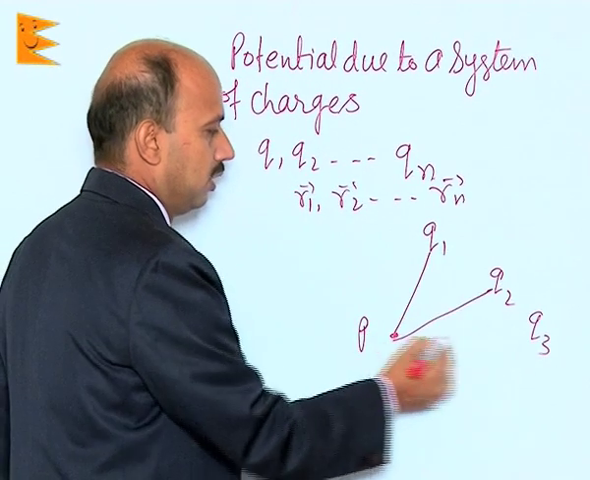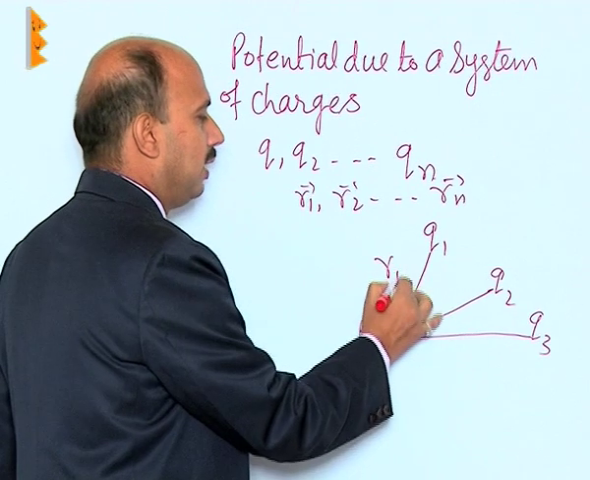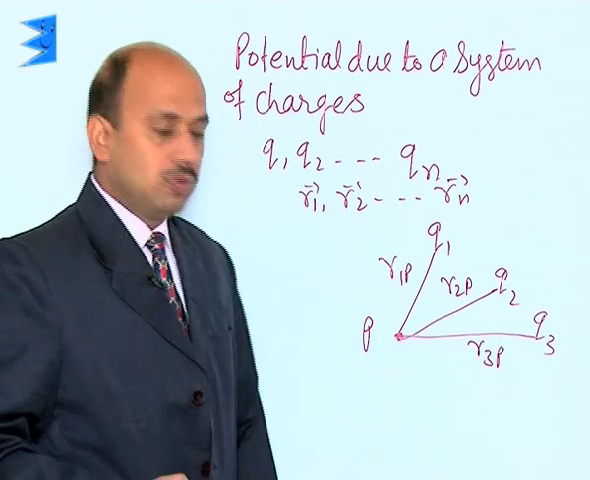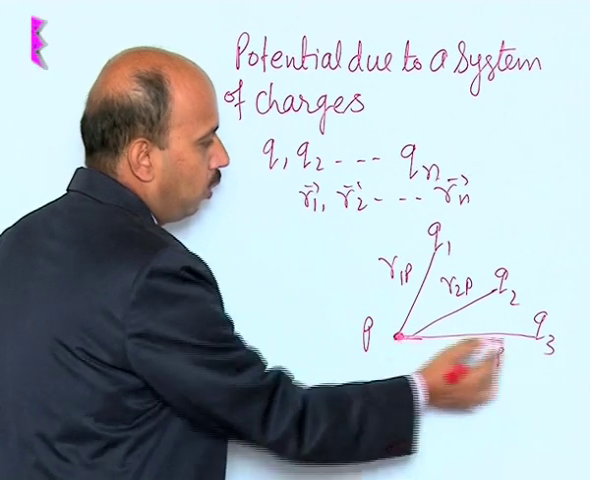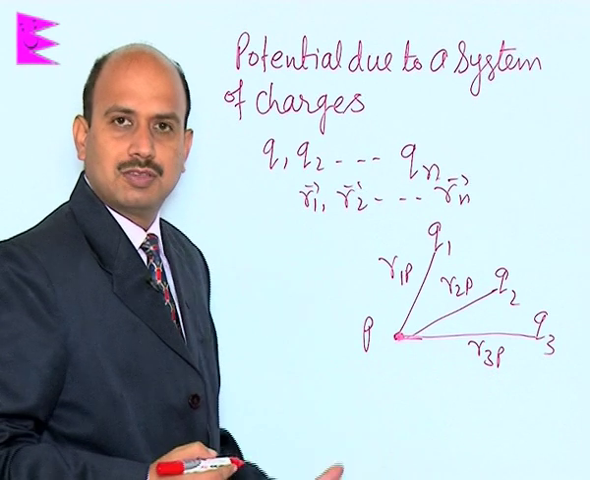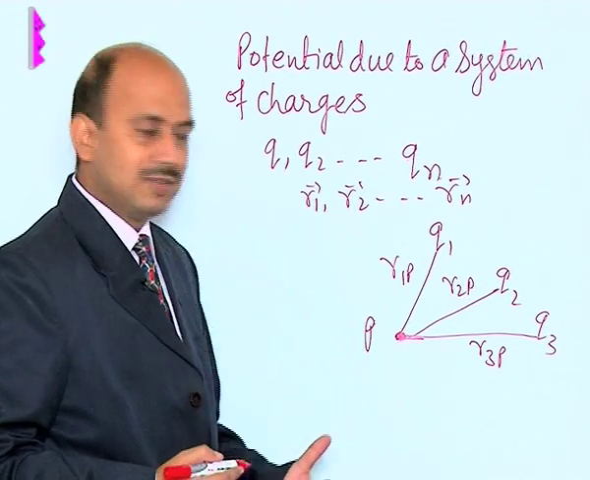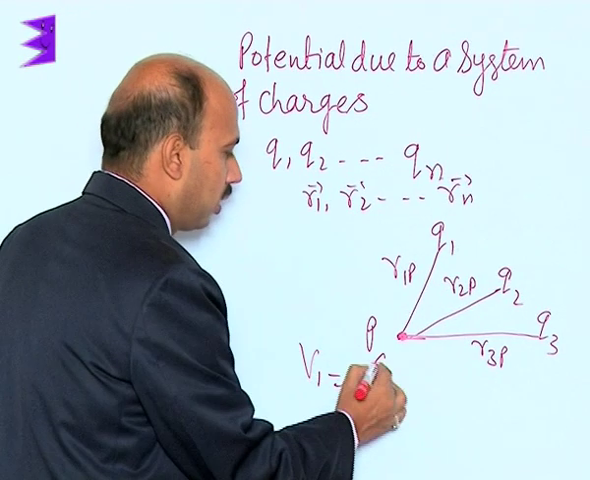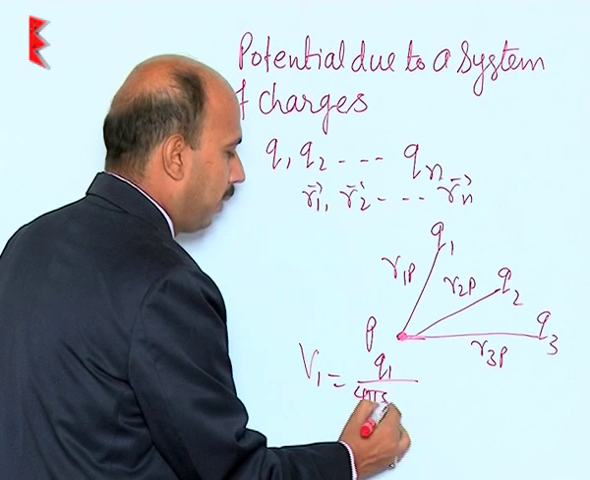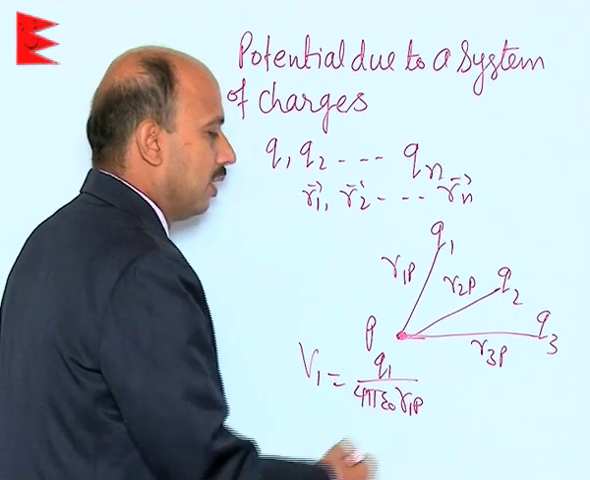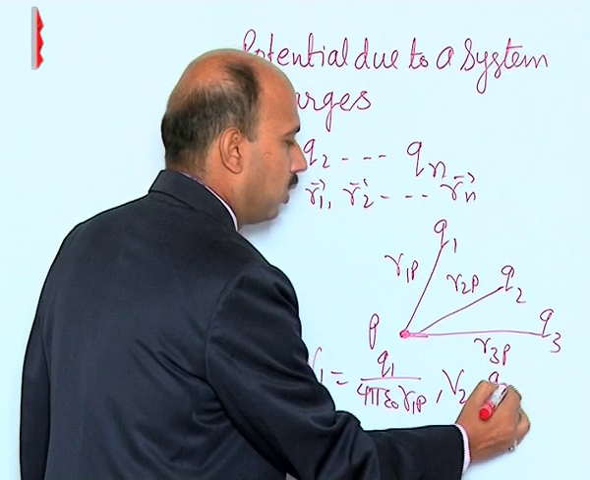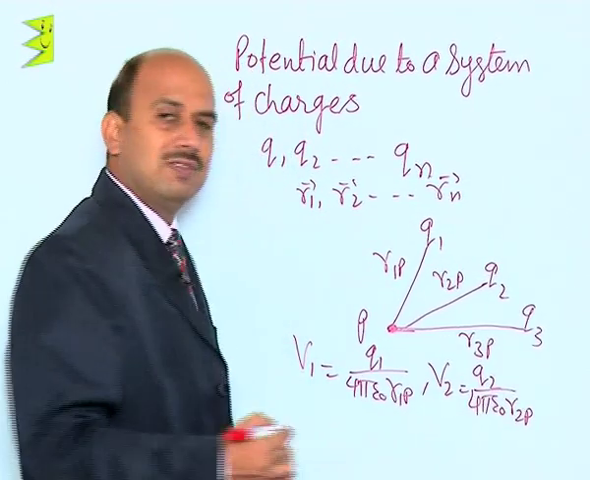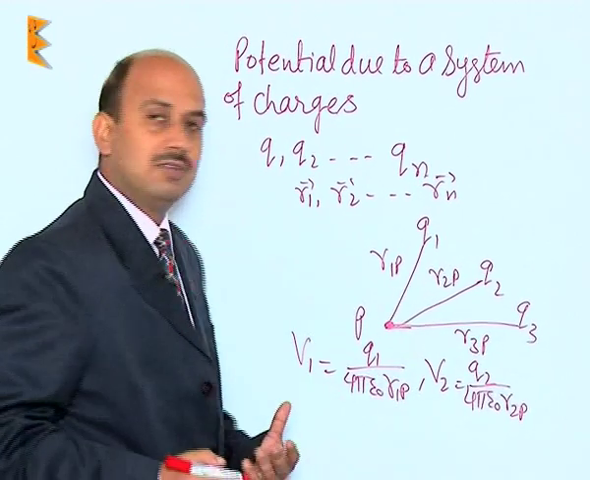This distance we can take as R1p, this R2p and this R3p. So, the potential at point P is due to all these charges, suppose the system contains n number of charges. Due to the first charge we can write V1 is equal to Q1 divided by 4 pi epsilon naught R1p. Similarly, V2 is equal to Q2 divided by 4 pi epsilon naught R2p, where R2p is the distance between the point P and the charge Q2.